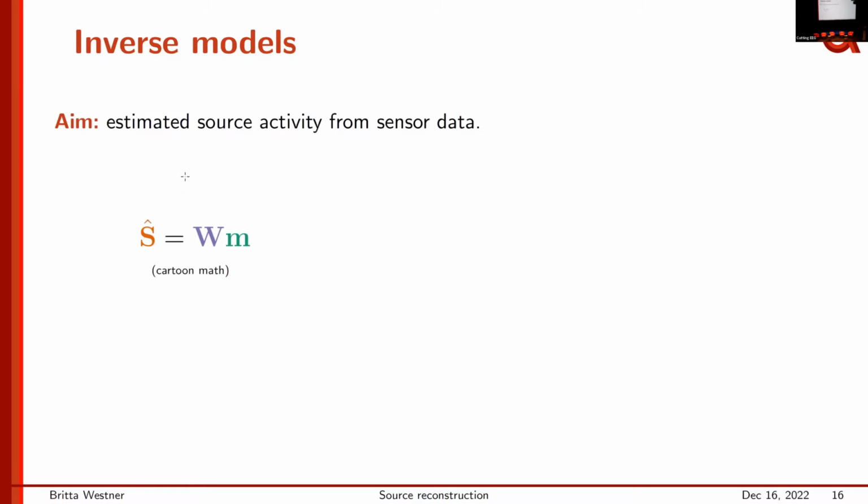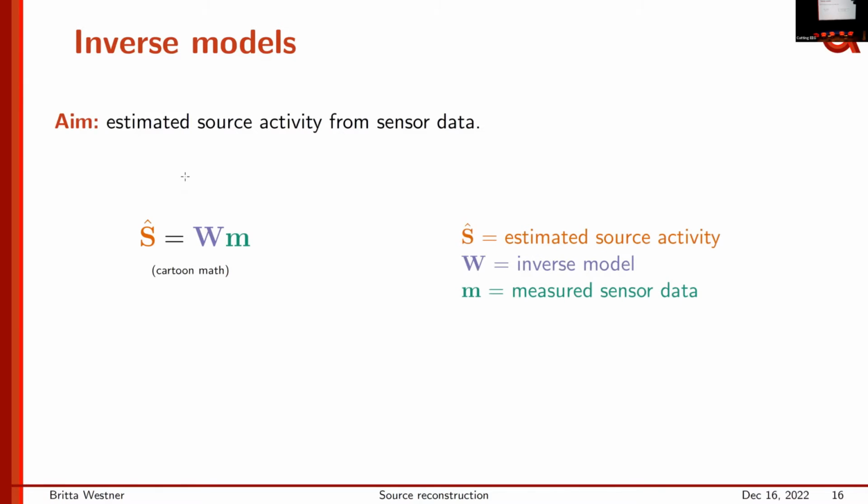And in cartoon math, it might look something like this. We want to estimate source activity from our measured data, and we need some kind of transform to get there. And this transform is called an inverse model. This cartoon math applies for many, many other things you might want to do to your data, like linear modeling or so. So it's actually not that different from that. And what we now want to look at is how do we get this W?